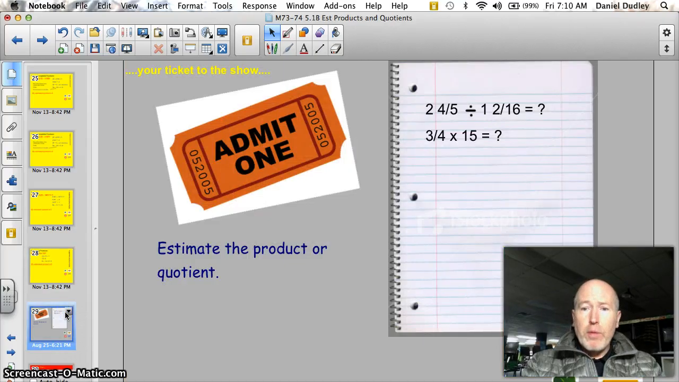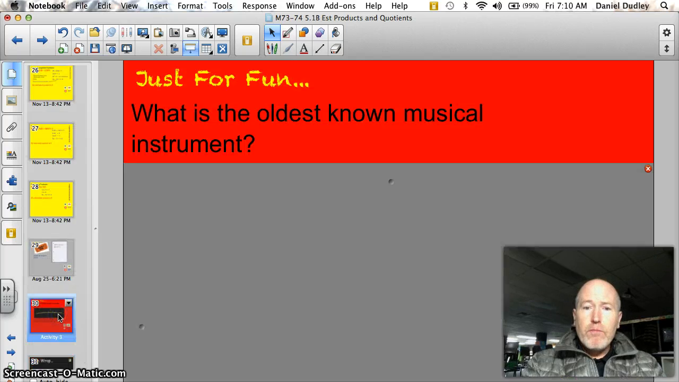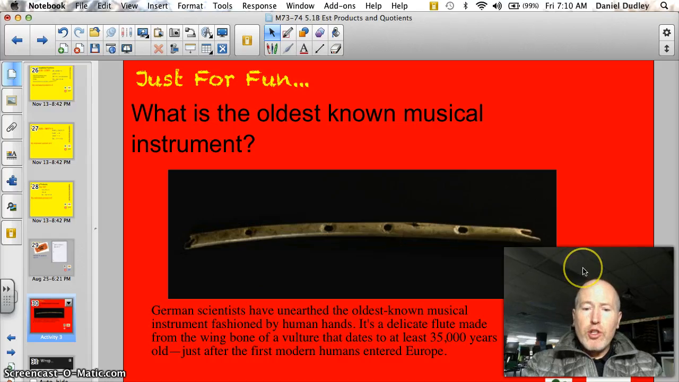Go ahead and pause for a moment. All right, the answer to the trivia question. What is the oldest known musical instrument? Die Flute. German scientists unearthed the oldest known musical instrument fashioned by human hands. A flute, about 35,000 years old. Wow. Just after modern humans entered Europe.